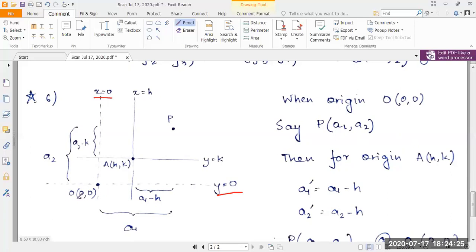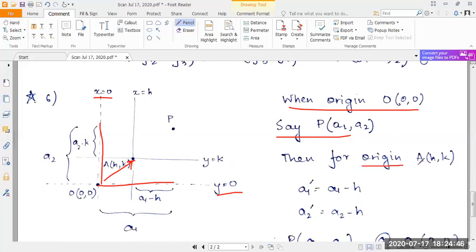Now we knew the coordinate of another point P when O was the origin. So when O (0, 0) was the origin, we knew the coordinate of point P. So we knew this distance and we knew this distance. These are the values that we knew. So when the origin was O, say P had the coordinate A1, A2. Now, let's say for a particular sum to be done, we had to change the origin to A. So the new origin is A (h, k).